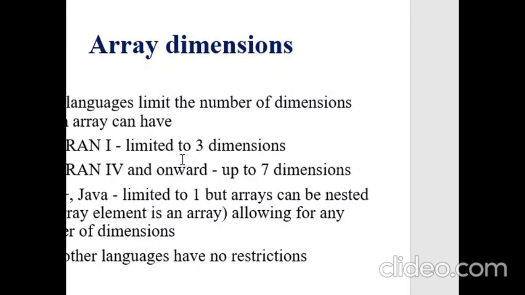Array dimension. Some languages limit the number of dimensions an array can have. For example, the limit is 3 dimensions, and Fortran 4 onward allows up to 7 dimensions. Java limits to 1, but arrays can be nested, with array elements being arrays, allowing any number of dimensions. Most other languages have no restriction.